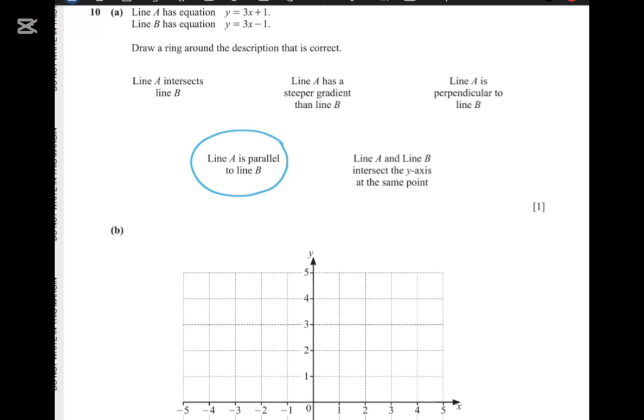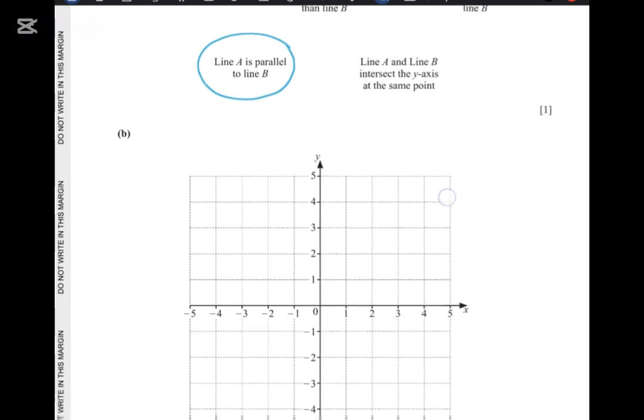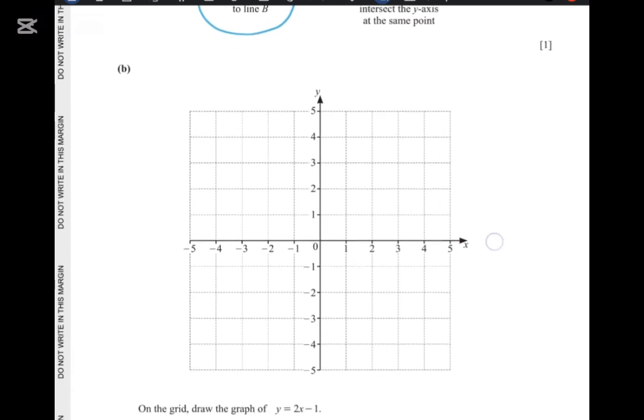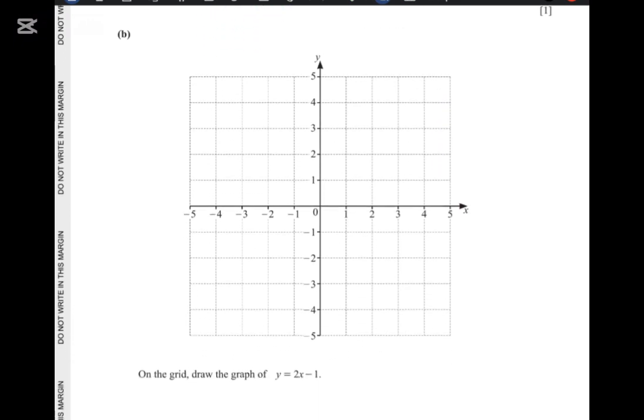Question A is done. Question B. There is a graph given here. On the grid, draw the graph of y is equal to 2x minus 1. So on the grid, we need to draw the graph for this equation. Whenever you start drawing the graph, you have to see what the m value is. m is 2. And what is the y-intercept? The y-intercept is -1, because the general form of the equation is y is equal to mx plus c. So m is the gradient, c is the y-intercept, the point where the line crosses the y-axis.